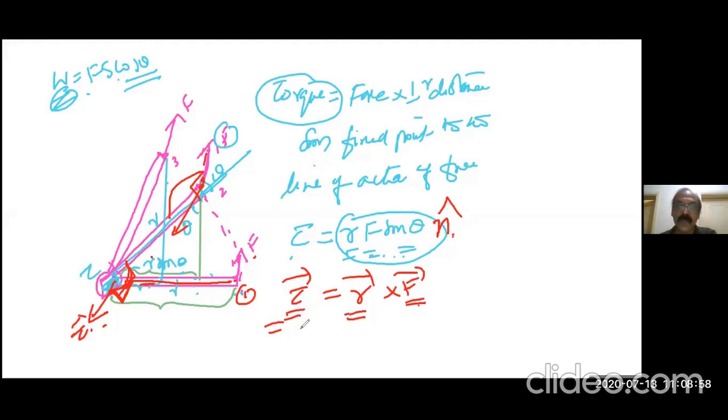That means cross product will always be perpendicular to the plane in which R and F rotates. Torque is always perpendicular to R, always perpendicular to F. But R and F are not necessarily perpendicular. Now, write down the notes.